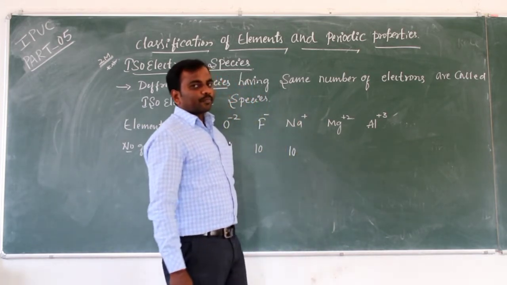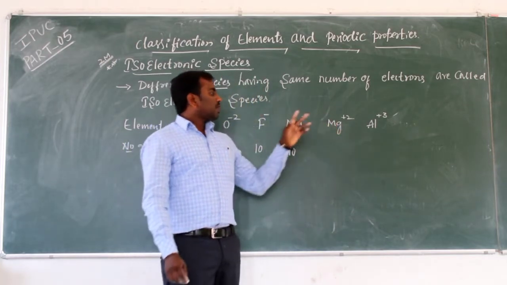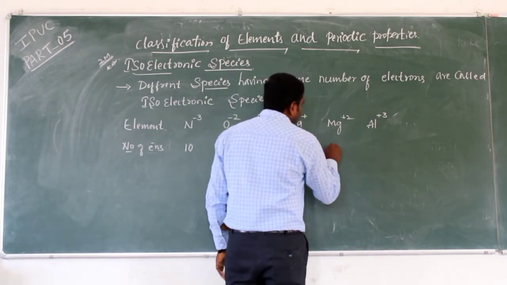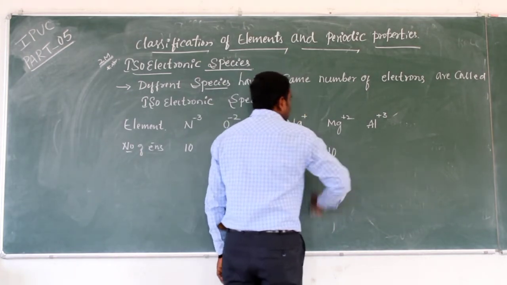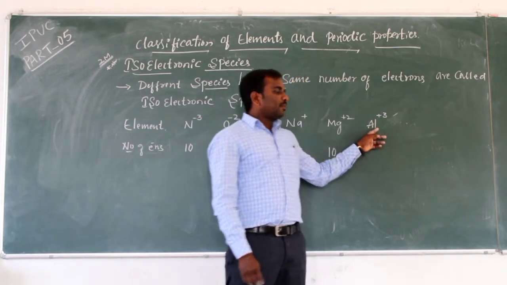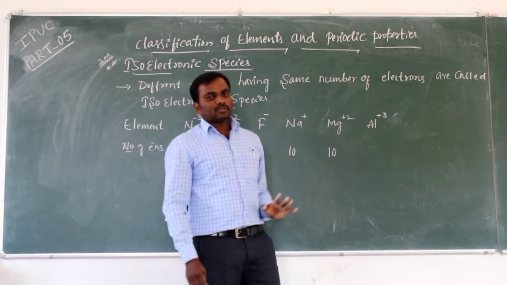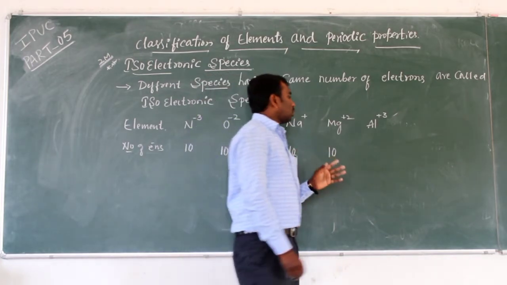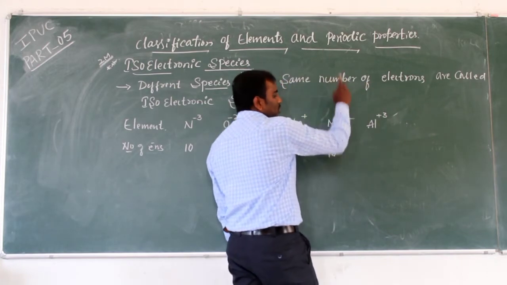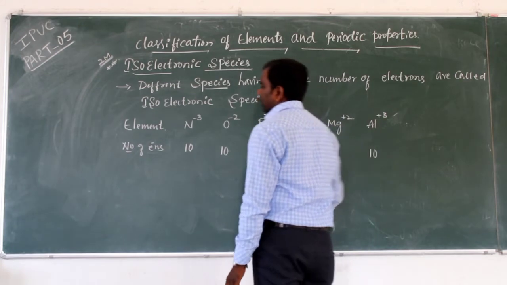Magnesium has a total of 12 electrons. It donates 2 electrons. The total number of electrons, 12 minus 2, is 10 electrons. We have come to the last element, aluminium. This aluminium has a total of 13 electrons, right? It donates 3 electrons. This 13 minus 3 is a total of 10 electrons.